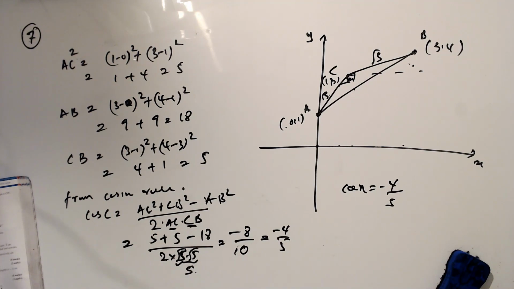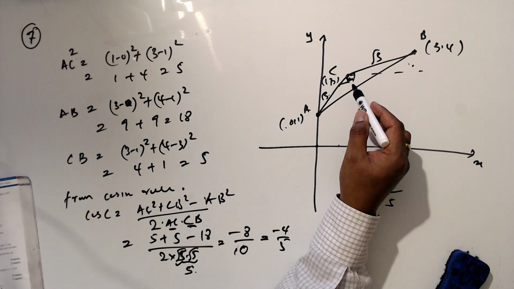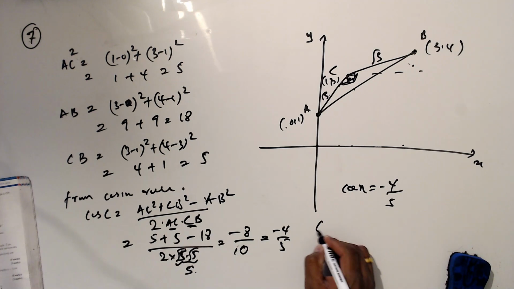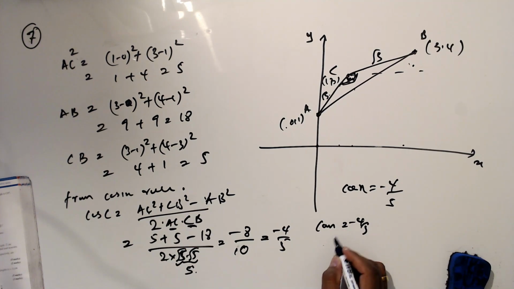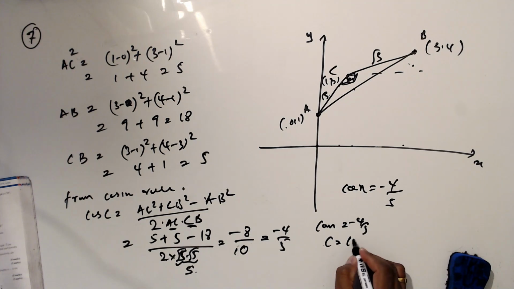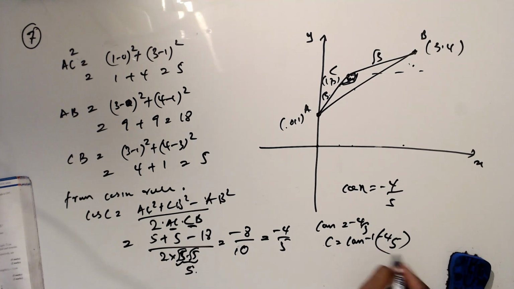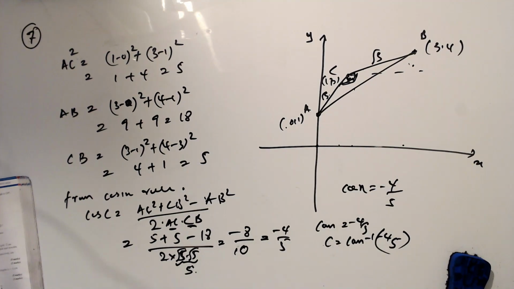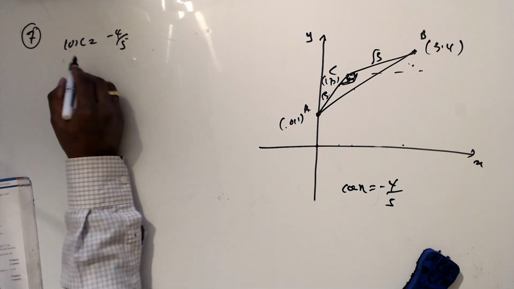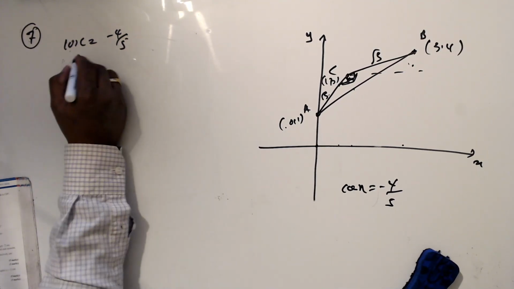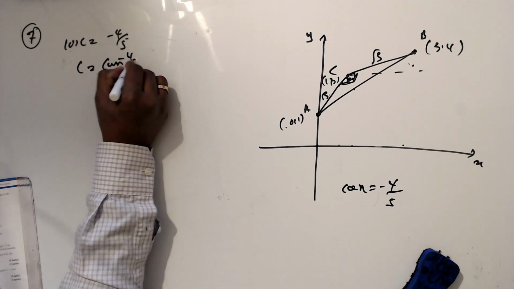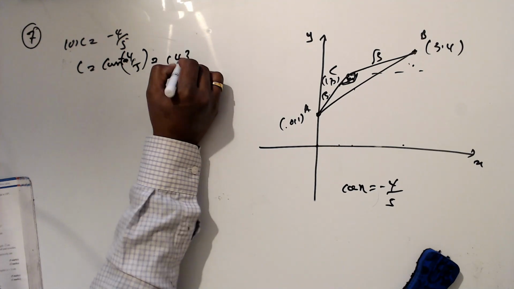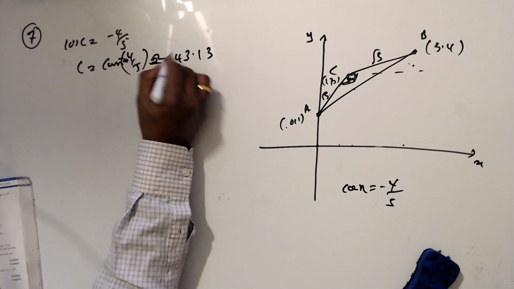We found that. Now we know this angle. So cos C is minus 4 over 5. C is cos inverse minus 4 over 5. Then we can find this angle. Then half AB sine C, we can find the area. Cos C equal minus 4 over 5. C equal cos inverse minus 4 over 5, which is 143.13 approximately.